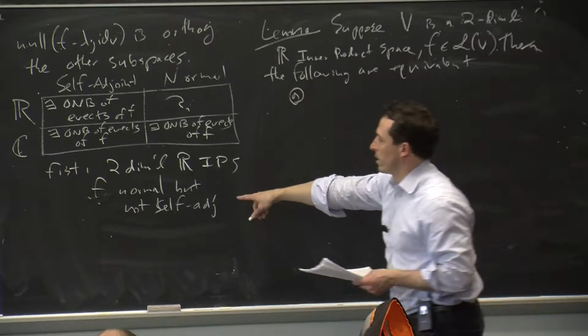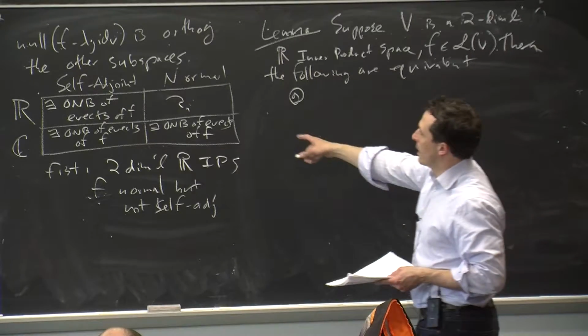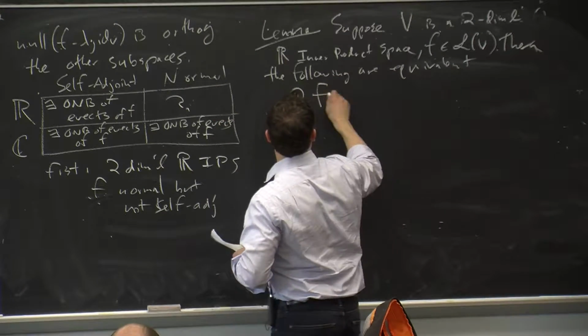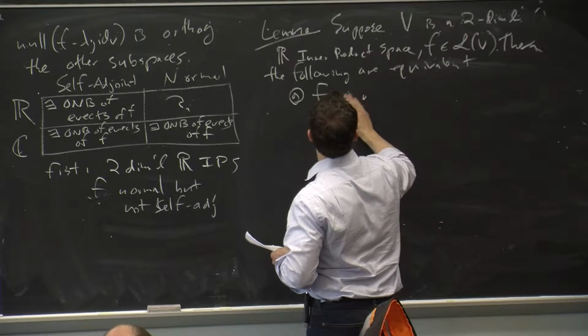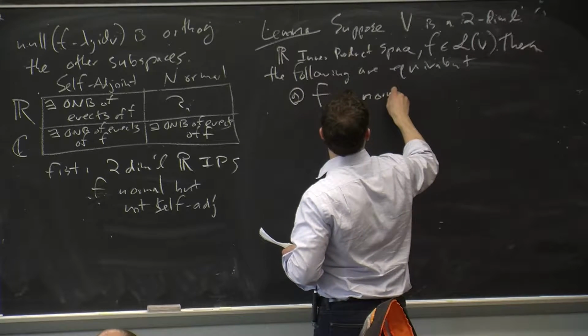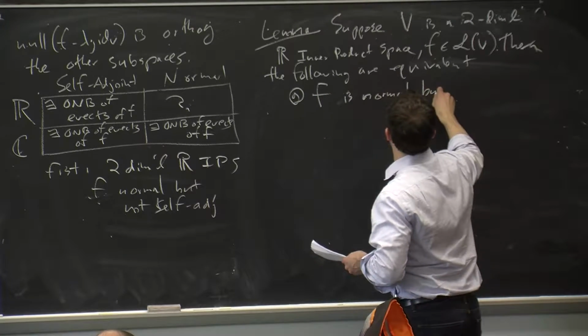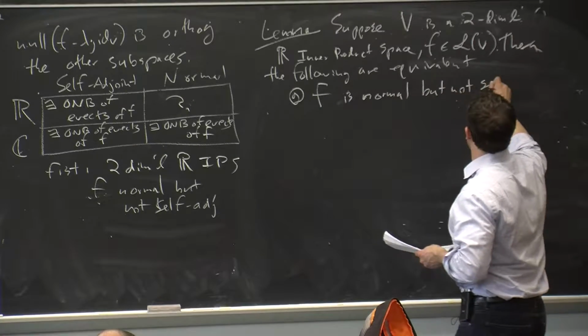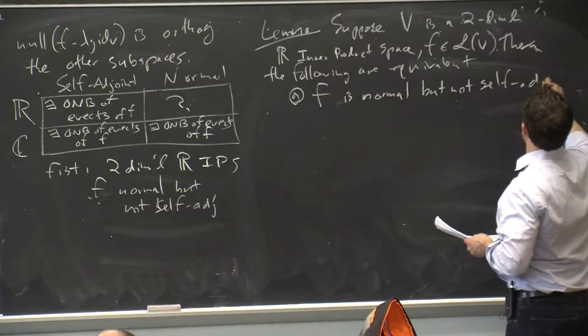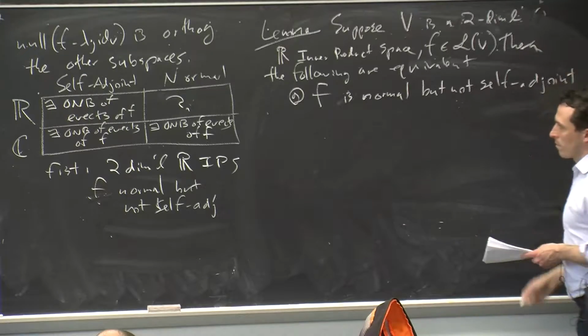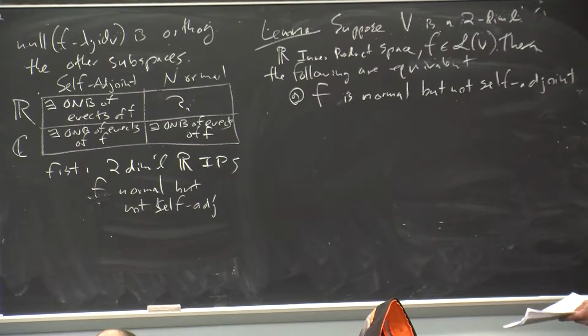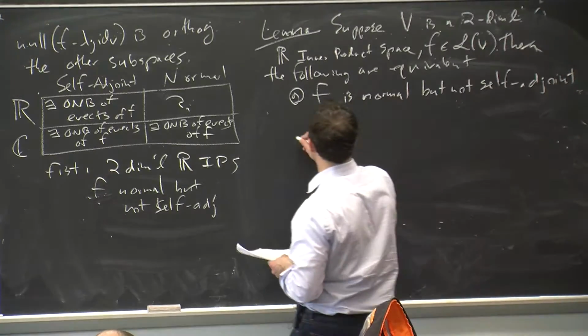First of all, this condition, right? We want to look at exactly this square. So we want to look at F being normal but not self-adjoint. And we want to figure out what that means.